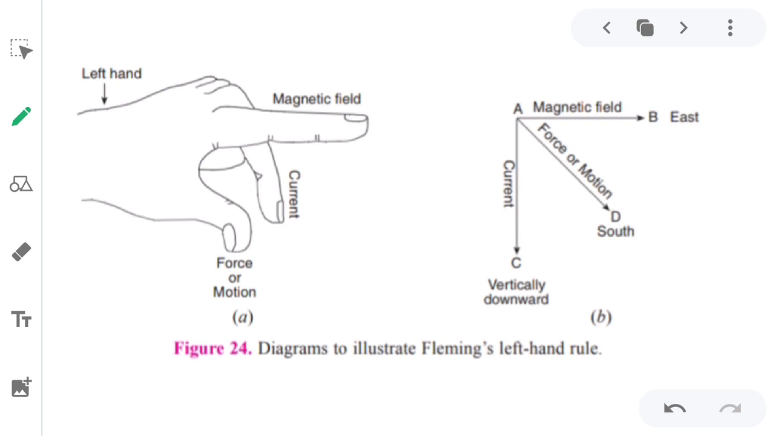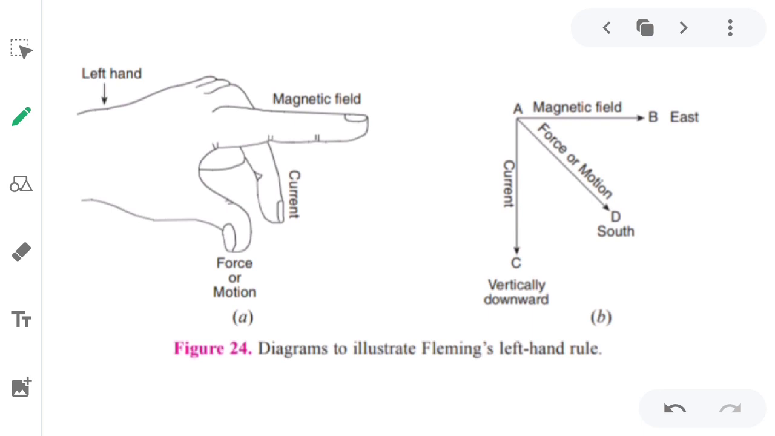So that is Fleming's left hand thumb rule. By using this rule we can get the force acting on the conductor. We can get the direction of force acting on the conductor.